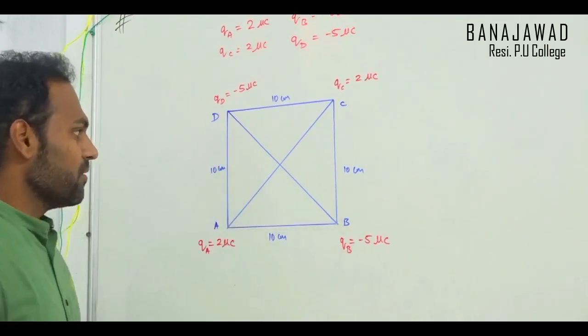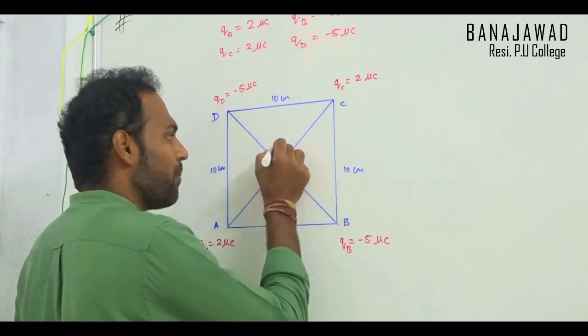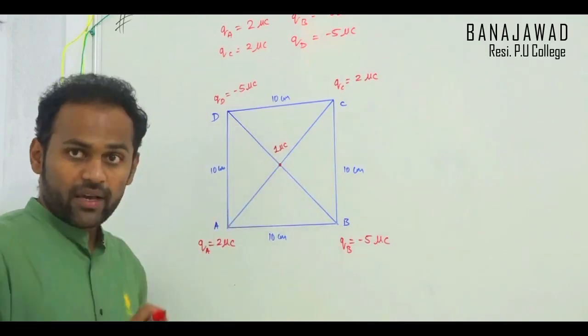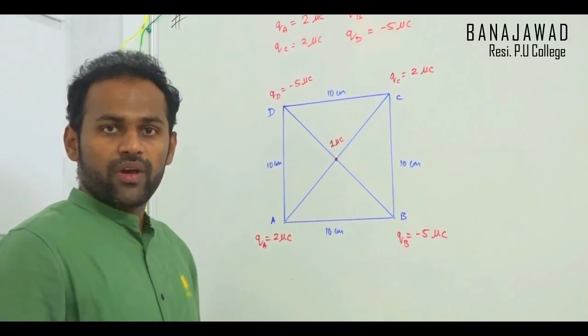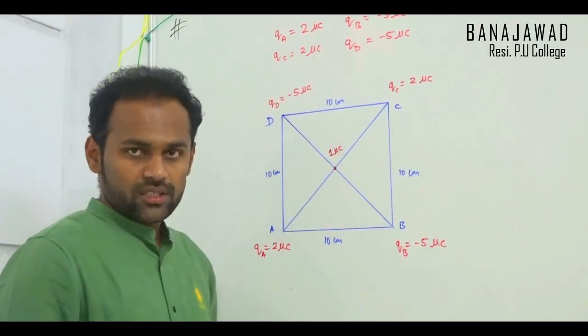Okay. See, at the center of the square, it means at this point, 1 microcoulomb charge will be placed. So there is a charge of 1 microcoulomb placed at the center of the square. What we have to find? We have to find the net force acting on this 1 microcoulomb charge.